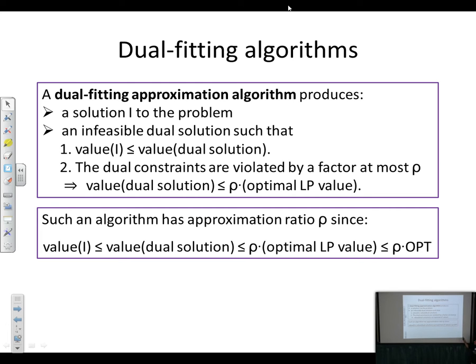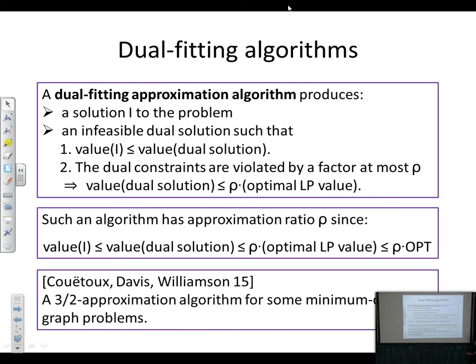Well, not all dual fitting algorithms fit this paradigm. For example, there is a recent paper by Cox, Davis, and Williamson, and they give a 3/2 approximation algorithm for covering monotone set families. But still, this seems to be one of the techniques that can give approximation ratios better than 2, contrary to some other methods.